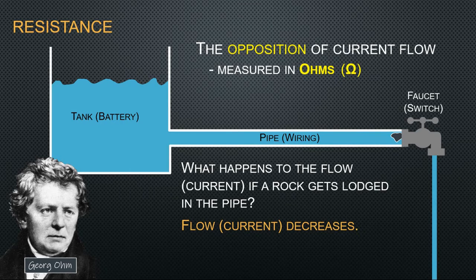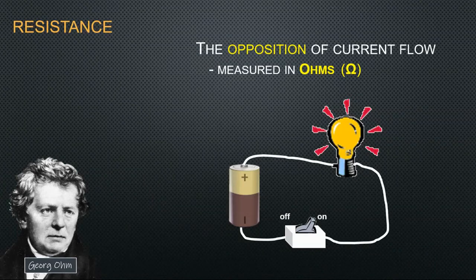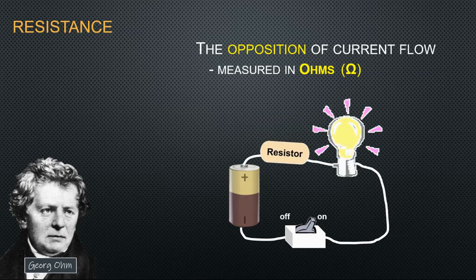All materials have resistance. Conductors have little resistance, while insulators provide a lot of resistance. Some electronic components, such as resistors, have a very specific resistance because their job is to reduce the flow of current by a specific amount. When a resistor is added to an electrical circuit, it slows the flow of current. In this case, it makes the bulb dimmer.